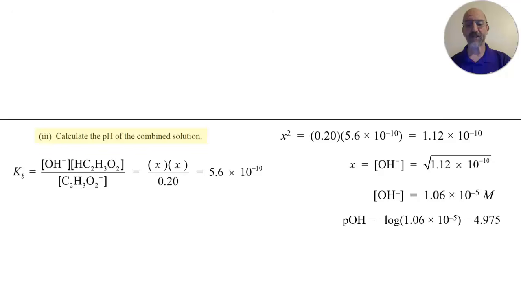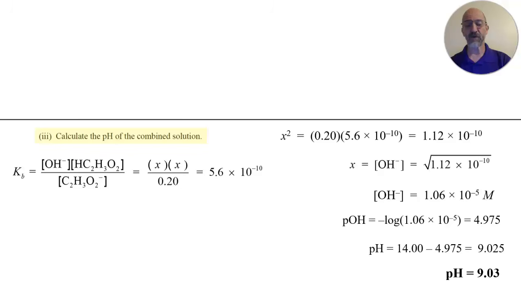So the pOH is the negative log of 1.06 times 10 to the negative 5. And this is not my final answer. This is approximately 4.98. Let me do 14 minus that value, and I get approximately 9.03 when I round off. Okay, so my answer to part 3 of part B of question 2 is that the pH of this solution is 9.03.